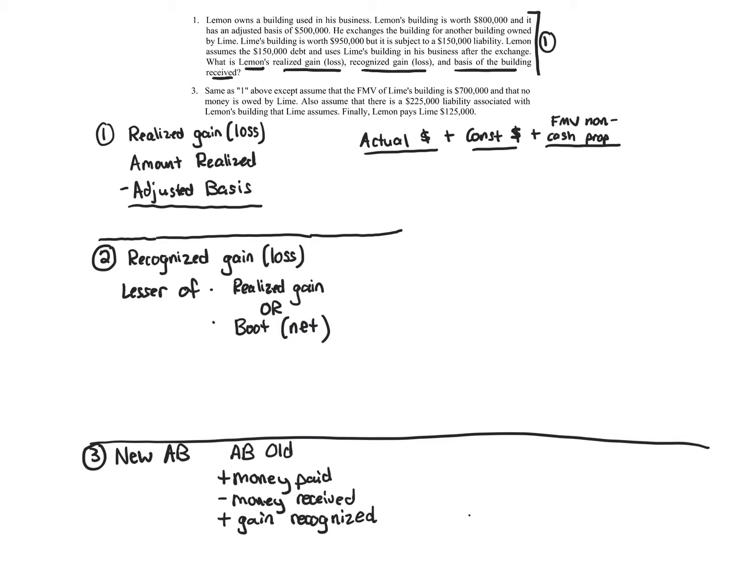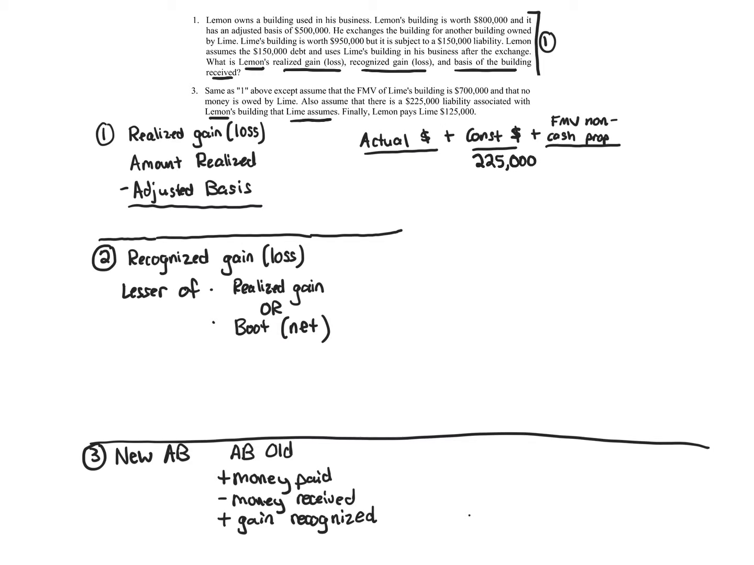We're told also assume the $225,000 liability associated with Lemon's building that Lime assumes. So this is the opposite of 1. Lemon has a liability, right? It's Lemon's liability, and Lime assumes it. So Lime is taking this on. So this is liability relief. So we're going to put in constructive cash received by Lemon, $225,000.